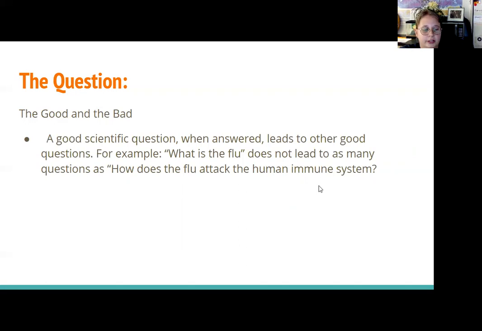Another thing about good questions is it leads to other good questions. You guys are very good at this. When someone asks, why does that, blah, blah, blah, another student will ask, well, why does blah, blah, blah? So you always want to build on other good questions. Make sure that when you get your answer to your experiment, someone else can do another experiment on something more specific or a different area of that answer, like this example.